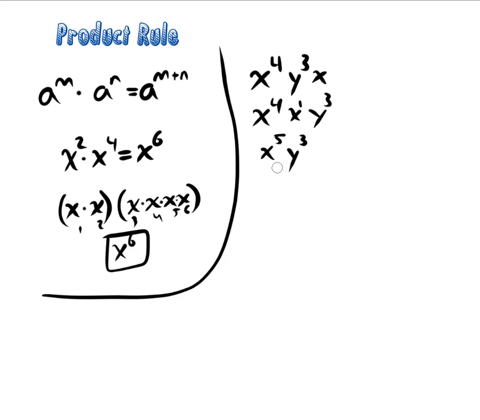Hopefully you realized there is no next step. That's it. This is actually as simple as it gets. You can't simplify anymore because the bases aren't the same. So that's as simple as it gets. That was a trick question. All right, moving on to the next one.